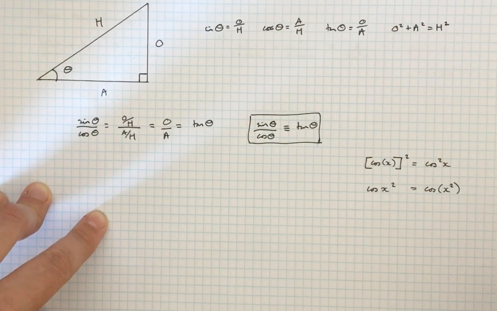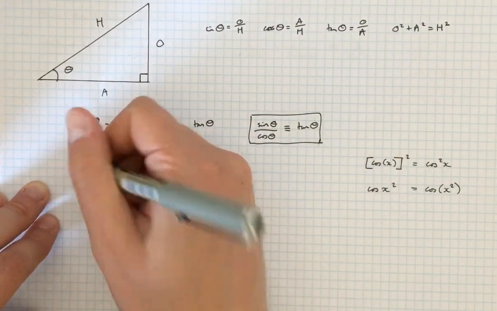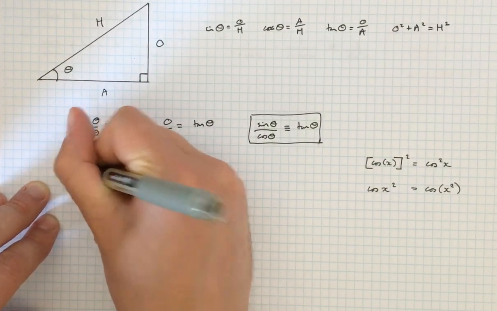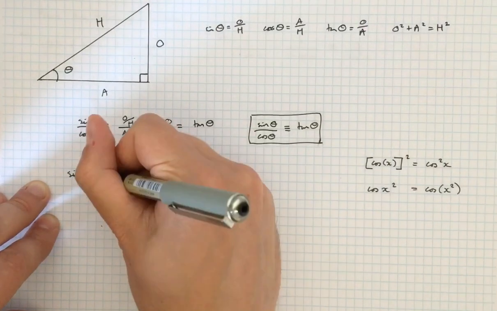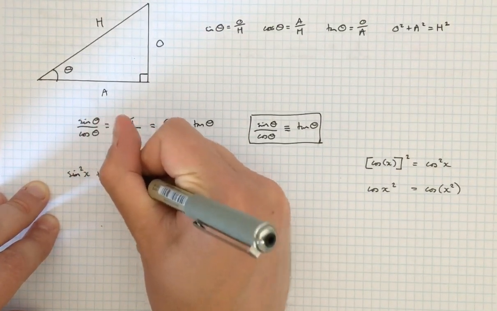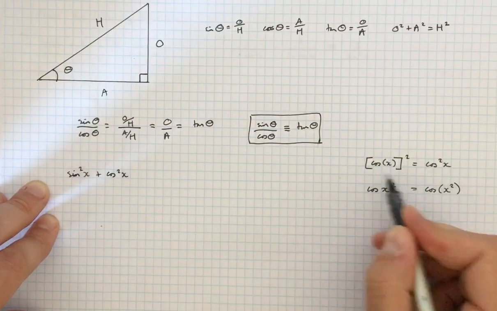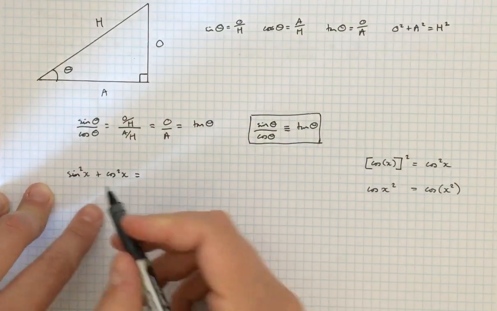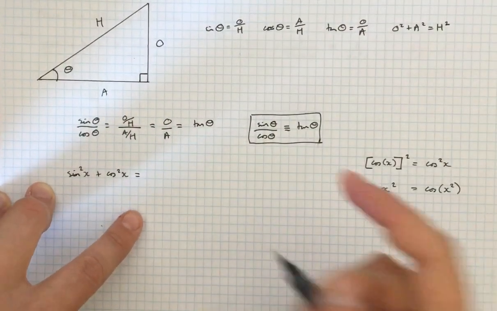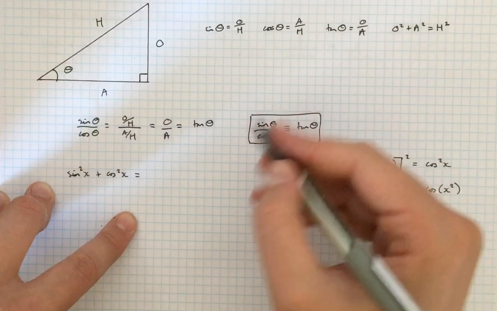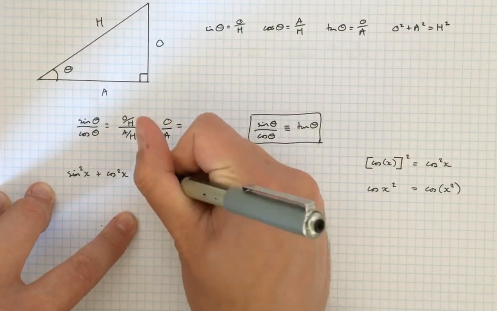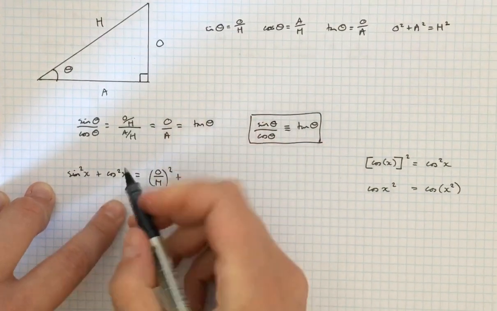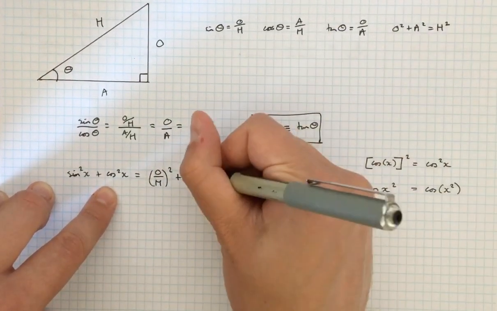Okay. So next thing we're going to do is take sine of x squared, which you can write as sine squared x using what I've just talked about, plus cosine of x squared, which again, using this notation, we write as cos squared x. And I'm going to see what happens here. So again, using these definitions from the top, sine of x squared would be O over H squared. And then I can add on to that cosine of x squared, which would be A over H squared.